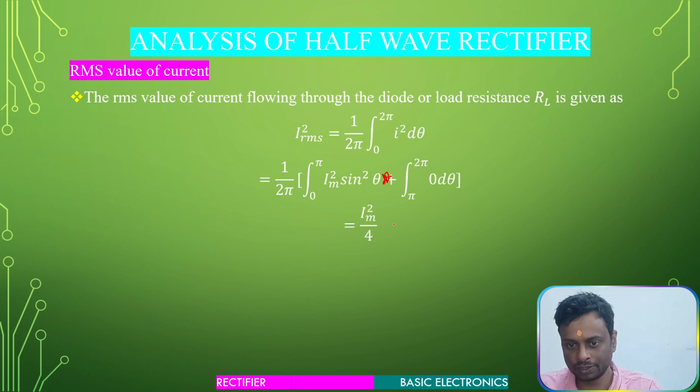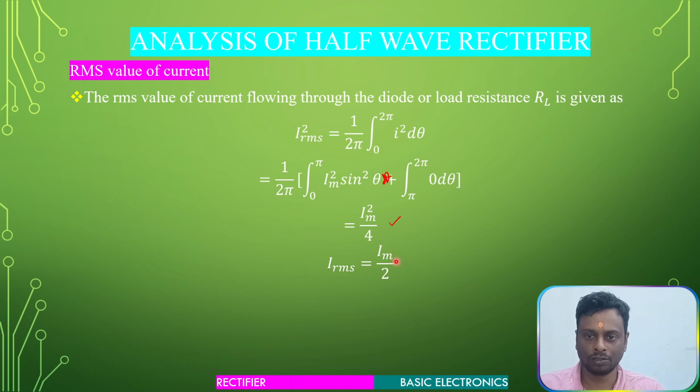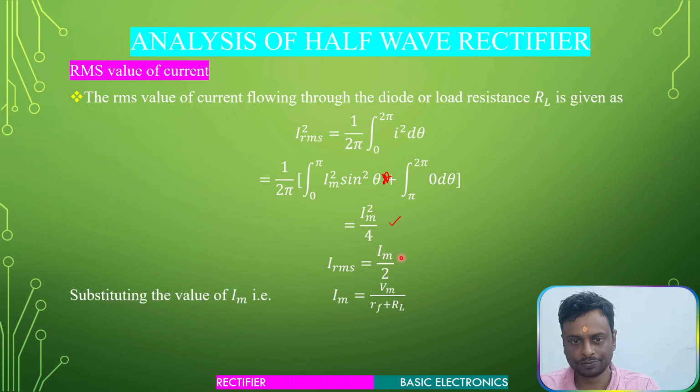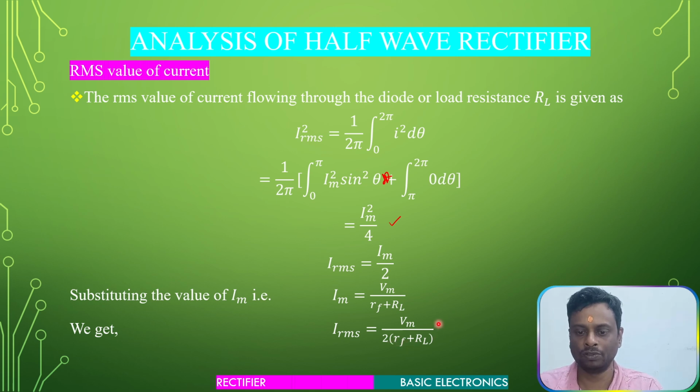Now this will be Im square by 2, so IRMS equals Im by 2. This is the RMS value of the current flowing through the diode or load resistor. Similarly, if you substitute Im equal to Vm by Rf plus Rl, we get IRMS equal to Vm by 2 into Rf plus Rl. This is the RMS value of the current in terms of the peak voltage.